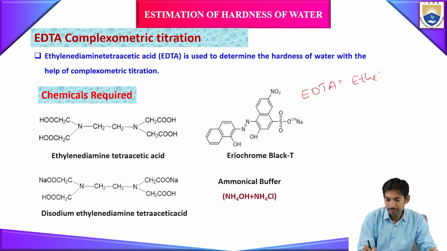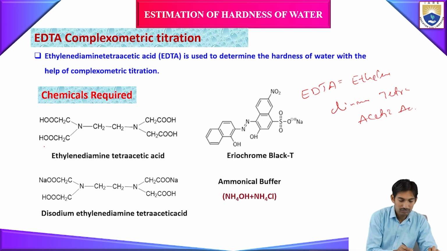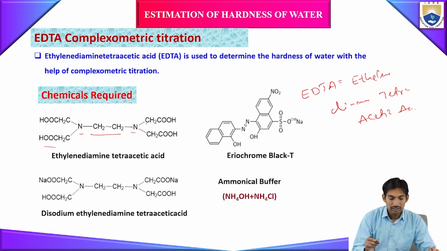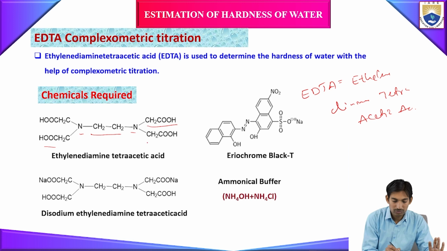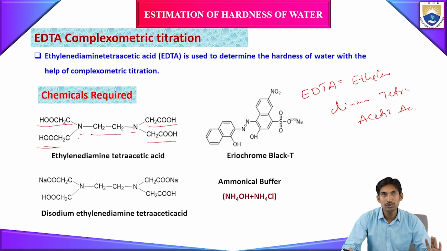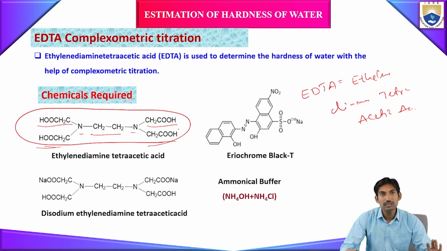EDTA is ethylene diamine tetraacetic acid. The structure of ethylene diamine tetraacetic acid is this one. This is ethylene diamine. Diamine means two amines, and tetraacetic acid means it contains four acidic groups: CH2COOH, CH2COOH, CH2COOH and CH2COOH. These are four acetic acid groups.